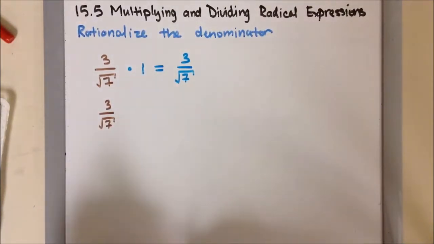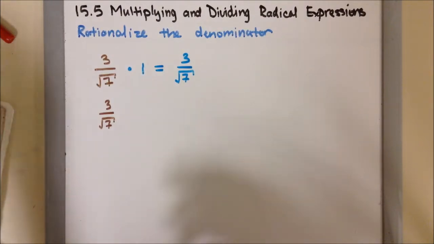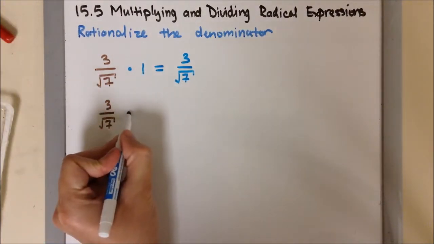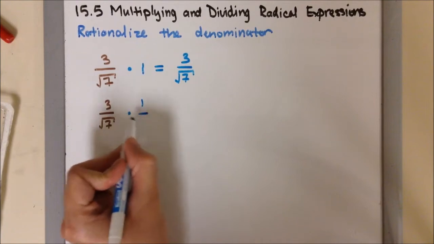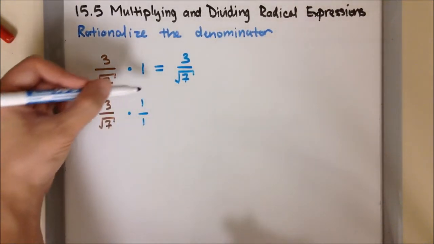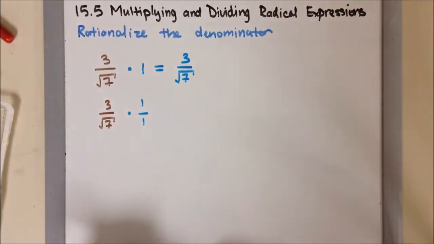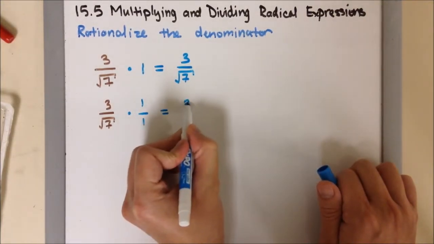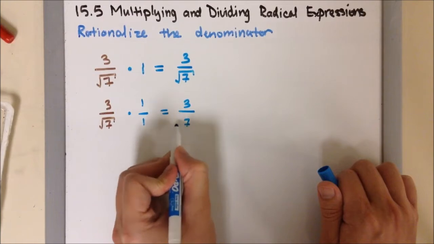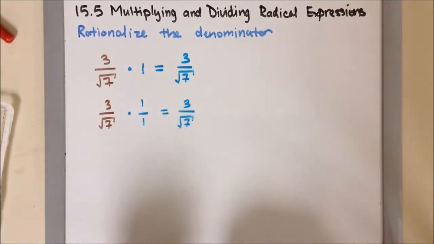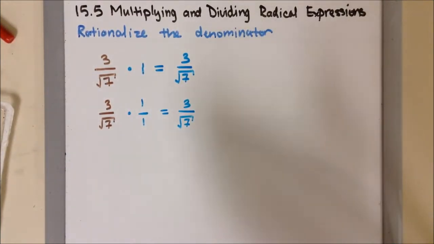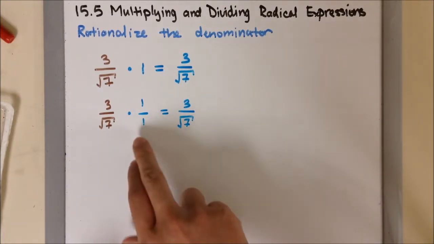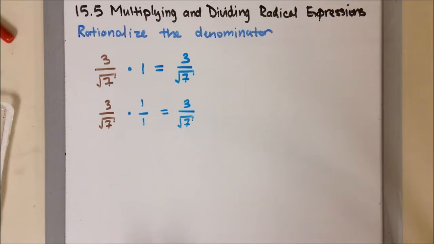But say, instead of 1, we change that 1 into a fraction, 1 over 1. It's still equivalent to 1, and it's still going to be the same thing, 3 over the square root of 7, which is fine. Again, we're just trying to find the equivalent form where the radical is not in the denominator. But now, what happens if I change this fraction into a different fraction?